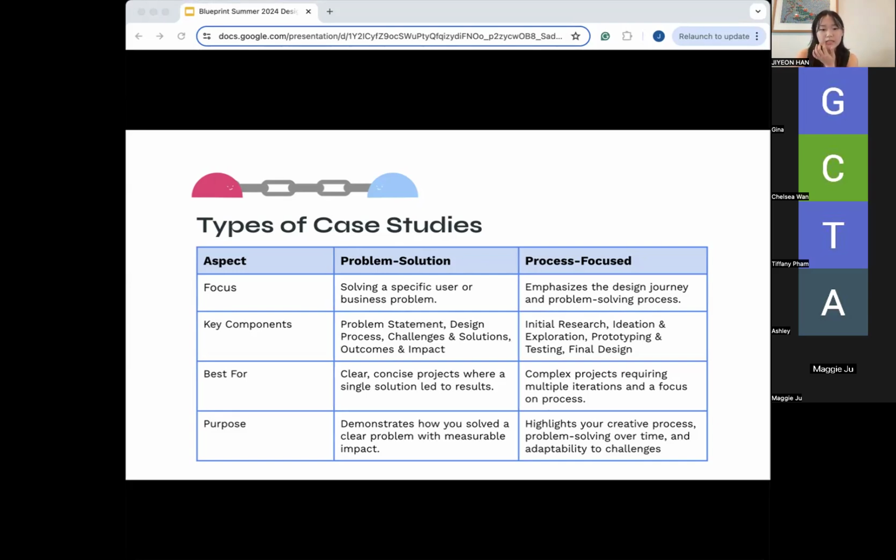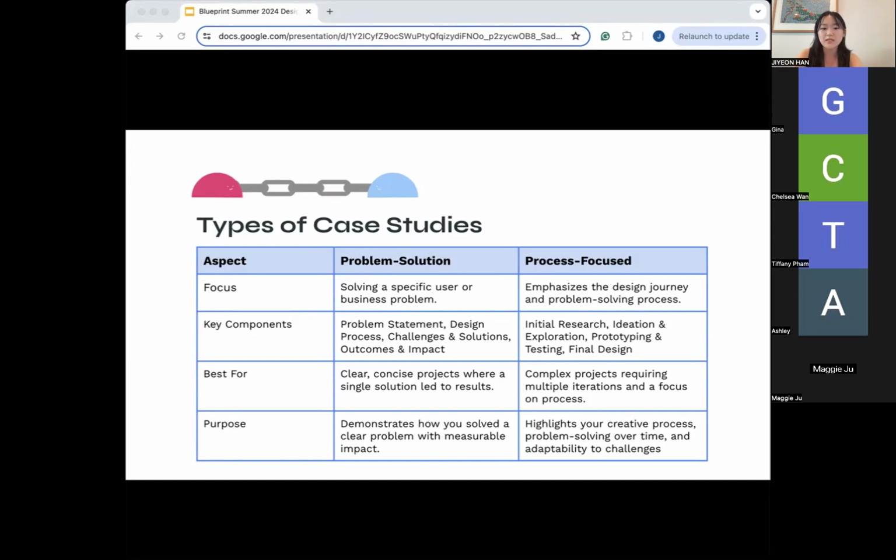Some of the key components in problem solution case studies are the ones that I just mentioned earlier. Problem statement, which is defining the problem you're solving and its significance. Design process, which is walking through your approach from research to ideation to your final wireframe. Challenges and solutions, addressing the main obstacles and how you overcame these. And lastly, the outcome and impact.